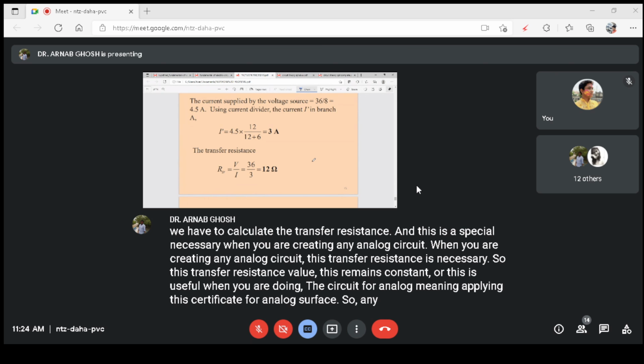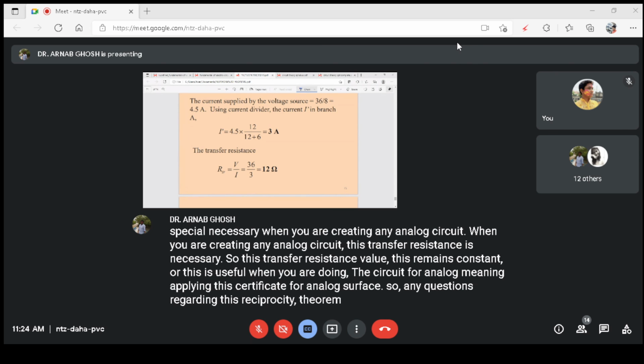So any questions regarding this reciprocity theorem? Is this clear?